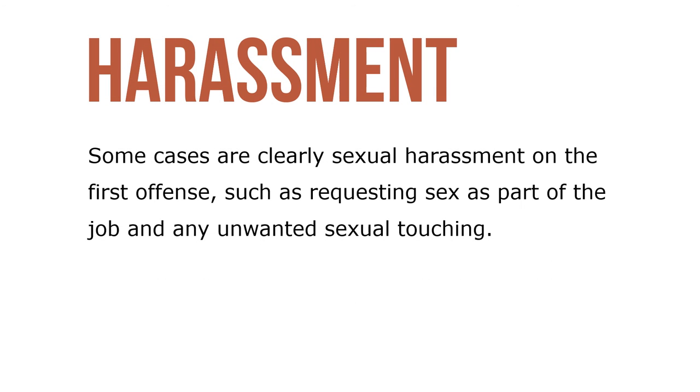Some cases are clearly sexual harassment on the first offense, such as requesting sex as a part of the job or any unwanted sexual touching. However, some offenses are not so obvious, such as touching on the arm or shoulder or asking the person on a date. In these gray areas, affected employees should tell the harasser that they find the behavior offensive and will report the person for sexual harassment if the behavior is repeated.